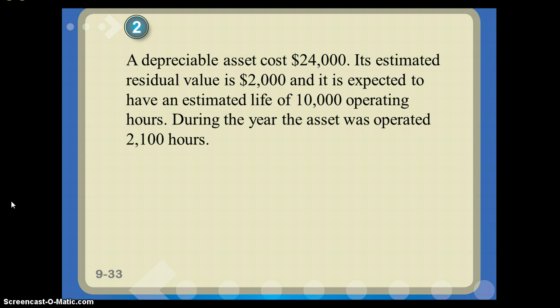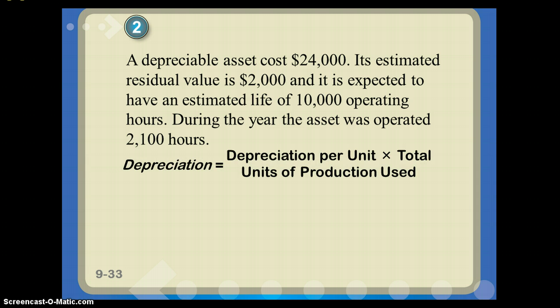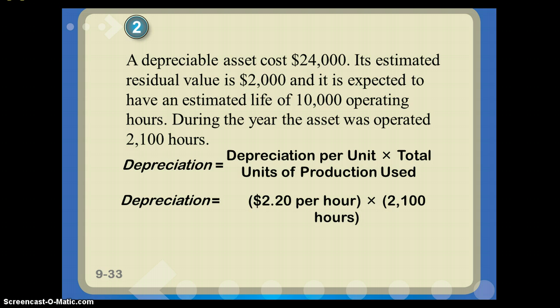So the same example here, during the year the asset was operated 2,100 hours. We want to calculate the depreciation for the year. So if we take our depreciation per unit times how many units of production were used, we can calculate our depreciation. We calculated that our depreciation per unit was $2.20 per hour. It told us we used it for 2,100 hours. We multiply those together and get a depreciation of $4,620. That asset is going to be depreciated for a different value depending on how many hours it is used.